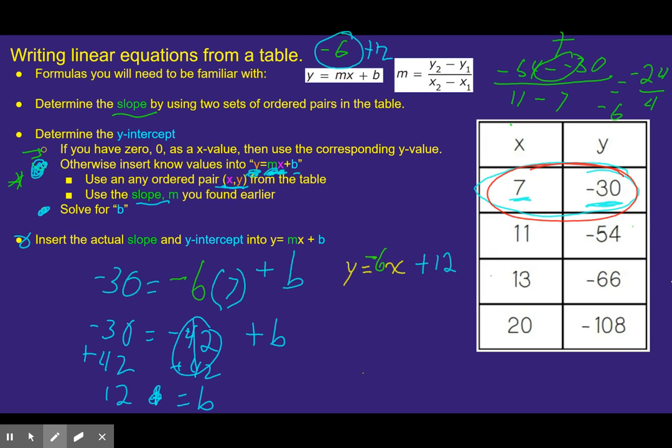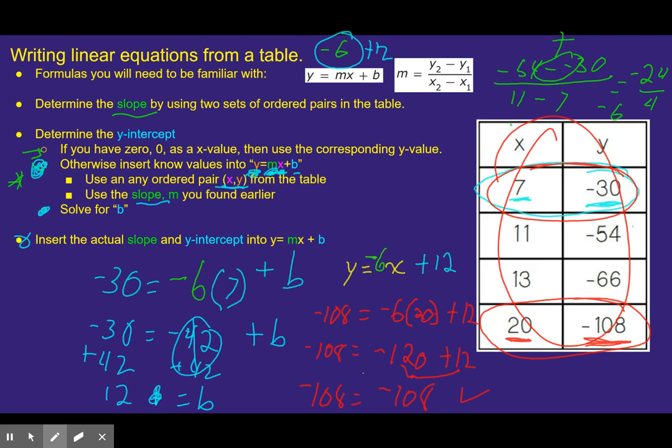So actually, let me do one that I didn't do. Let's do this one here. So y value of negative 108, does that equal negative 6 times 20 plus 12? Let's see, nothing happens on the left side. Negative 6 times 20 is negative 120 plus 12. Add those two together, you end up with a negative 108. Hey, check that out. It does work, and it would work with any of the ones right there.